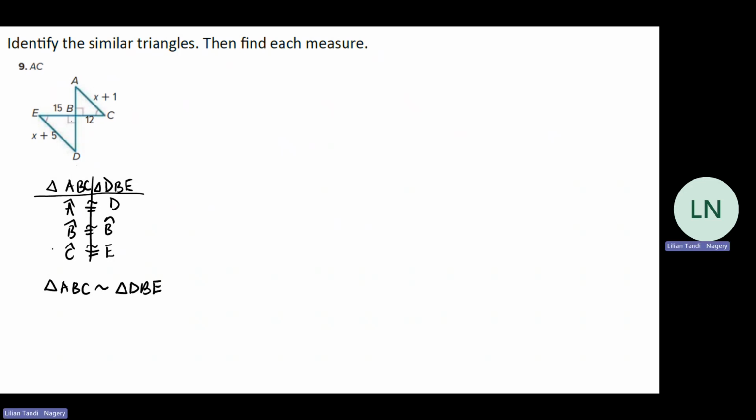Okay. All right. So we can say AB over DB equals AC over DE. So what do we know about AB? No, EB.